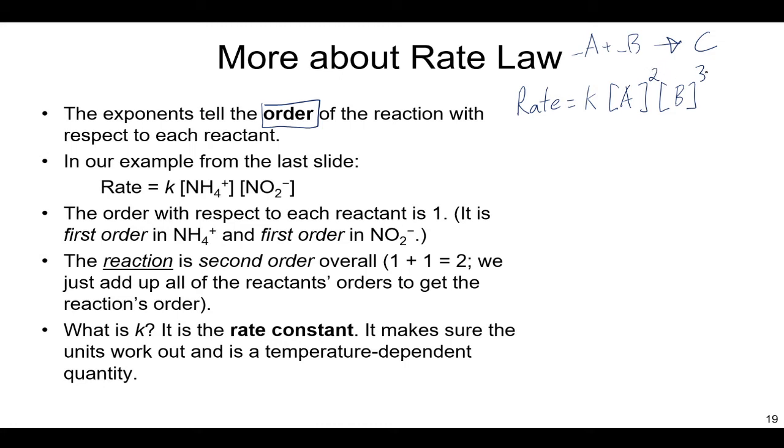And these exponents tell us the order of the reaction with respect to each reactant. So this would be second order with respect to A, and third order with respect to B. Right? The exponent tells you the order with respect to it. Overall, it is fifth order, adding up the exponents. So this is just some vocabulary we need to learn, right?